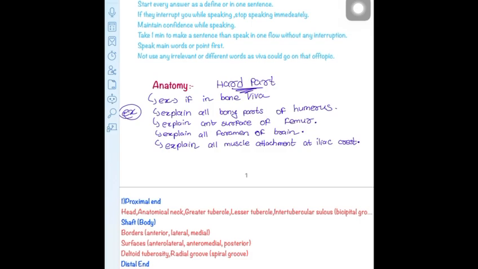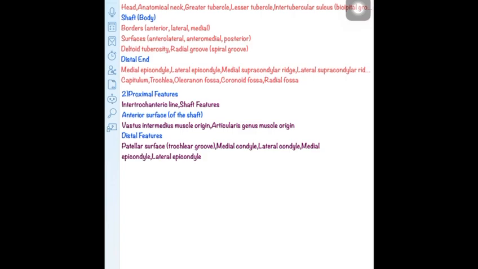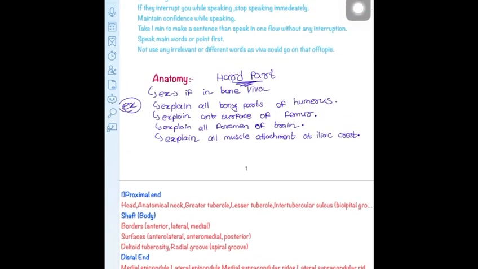Radial fossa, etc. are present. Then the second question could be formed as explain anterior surface of the femur. So the anterior surface has vastus intermedius muscle origin, articularis genus muscle, etc. Then it could be a question as in head neck part or in brain neuroanatomy, such as explain all the foramen and the content of it, or explain any foramen such as foramen magnum, what are the contents of it, foramen spinosum, rotundum, etc.